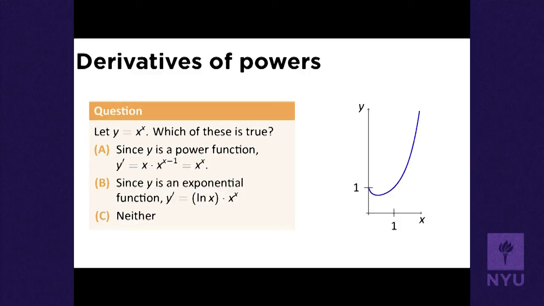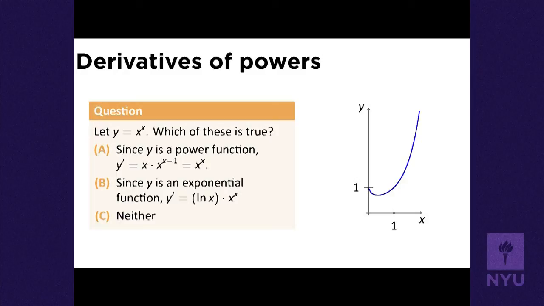So one possible answer is that the derivative of x to the x is x to the x. Another answer that you might suspect is that this is an exponential function, right? There's a function in the exponent. So the derivative would be kind of like the derivative of a to the x. The derivative of a to the x is the natural log of a times a to the x. Maybe it's true that the derivative of x to the x is the natural log of x times x to the x. Okay? And if it's not one of those, I guess it's C, neither.